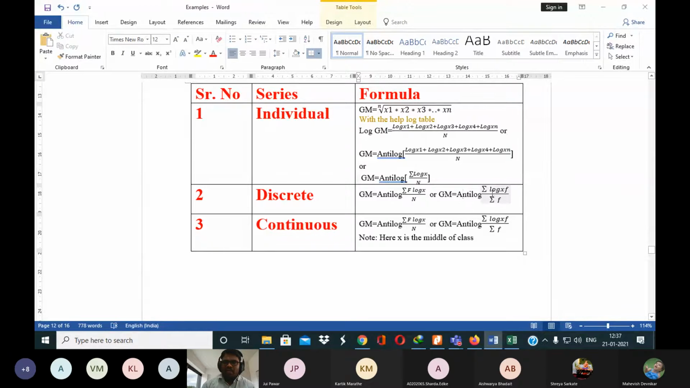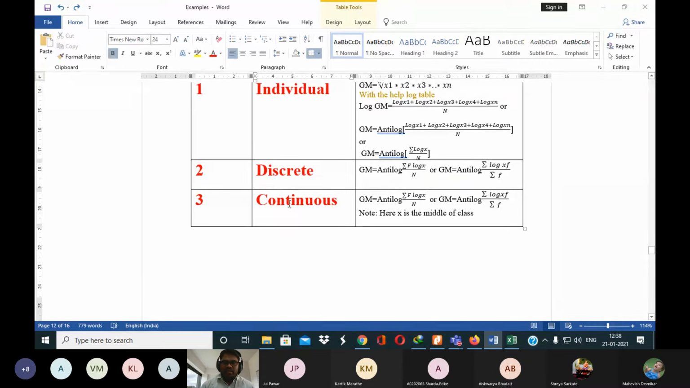We can also write the same formula like this: log of x f, divided by the summation of f. Summation of f is nothing but the total number of items present in your data set, so it is equal to your n value. N is the total number of items. In the same way we can calculate the total number of items by using the summation of f. This formula we can implement today.